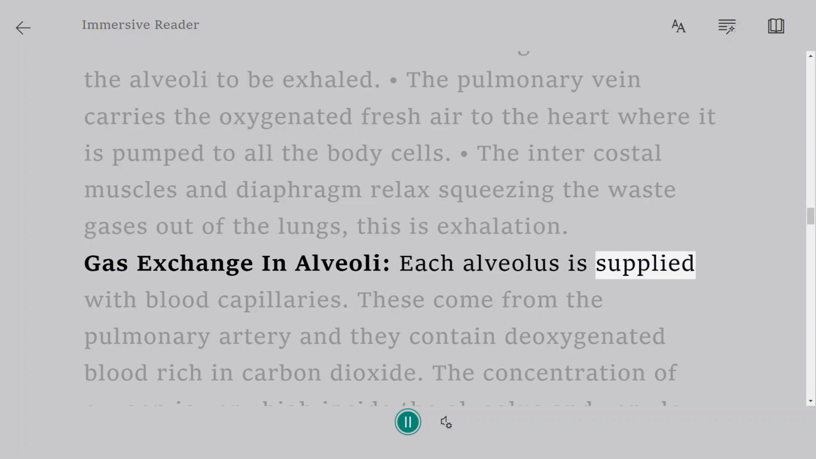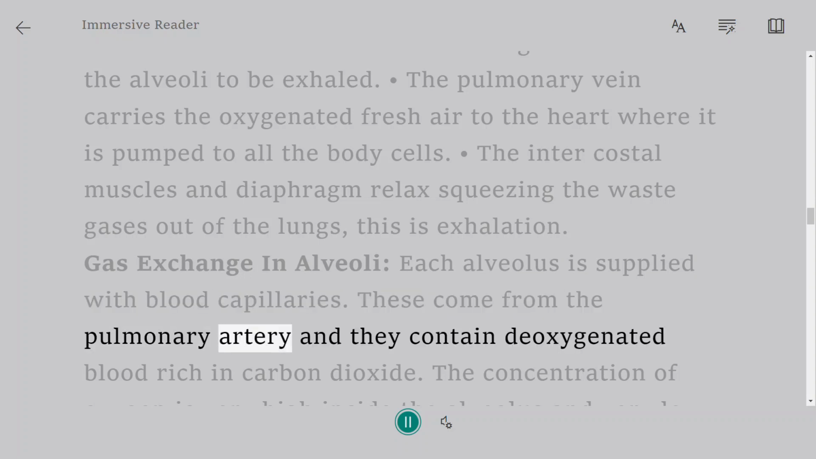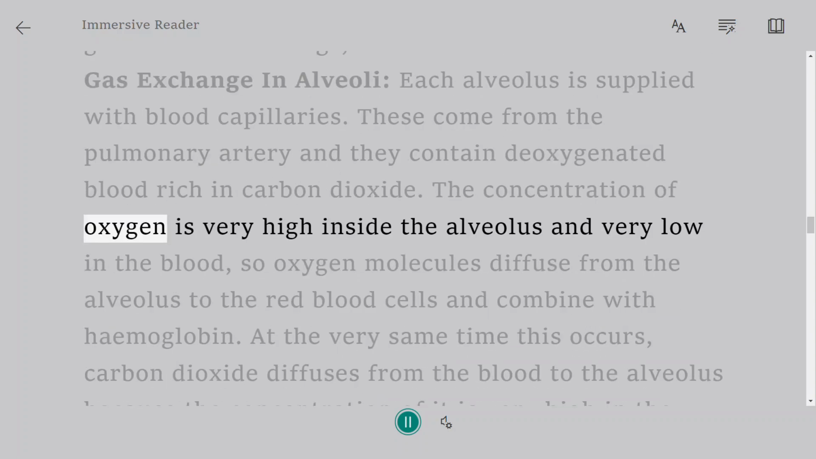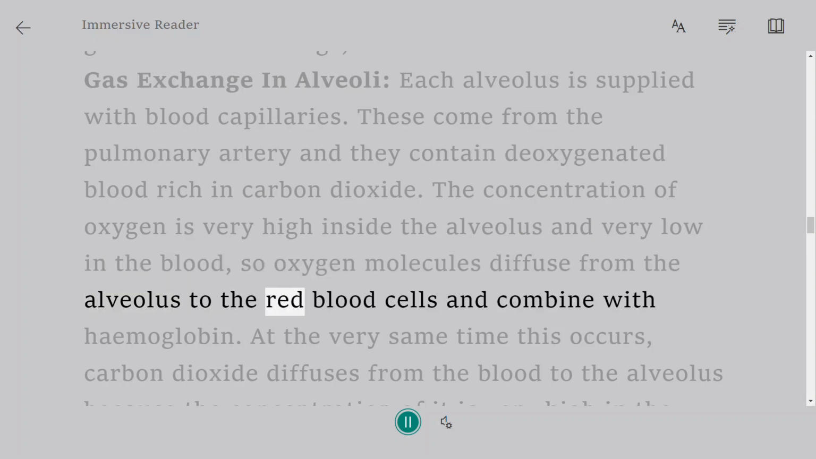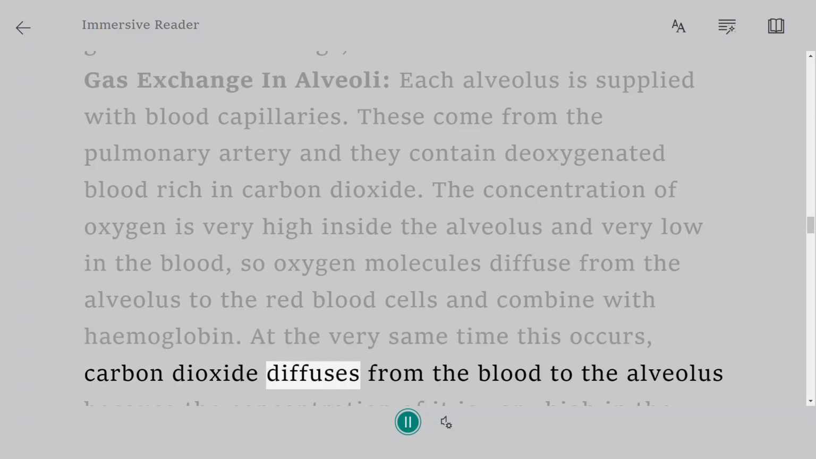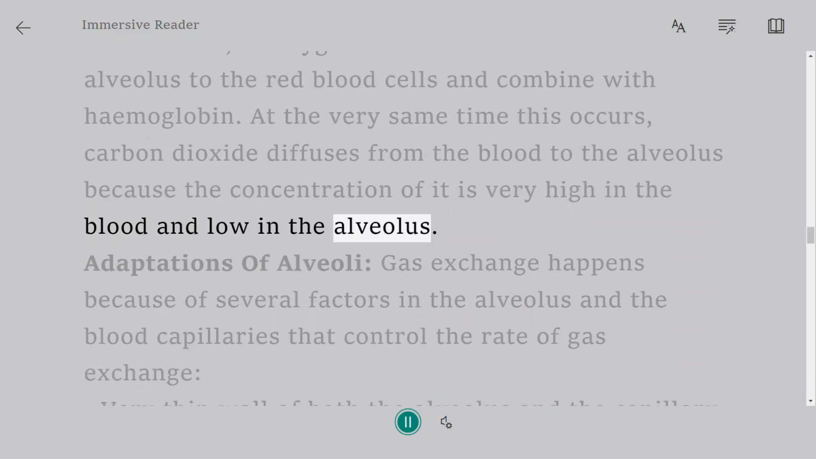Gas exchange in alveoli. Each alveolus is supplied with blood capillaries. These come from the pulmonary artery and they contain deoxygenated blood rich in carbon dioxide. The concentration of oxygen is very high inside the alveolus and very low in the blood, so oxygen molecules diffuse from the alveolus to the red blood cells and combine with hemoglobin. At the very same time this occurs, carbon dioxide diffuses from the blood to the alveolus because the concentration of it is very high in the blood and low in the alveolus.